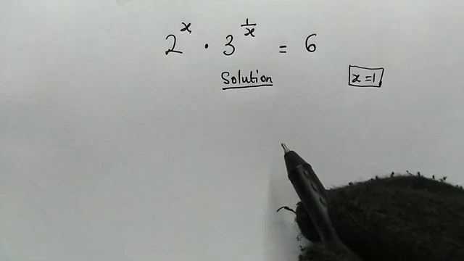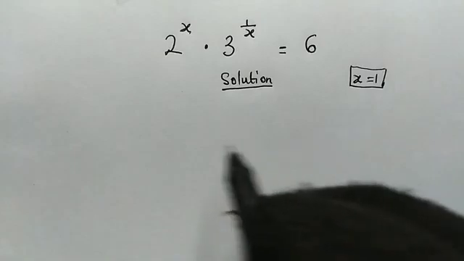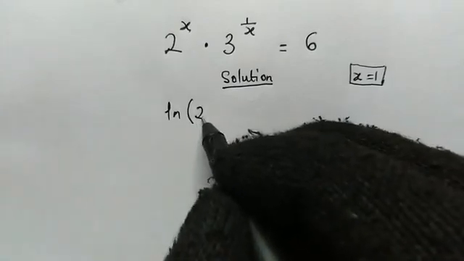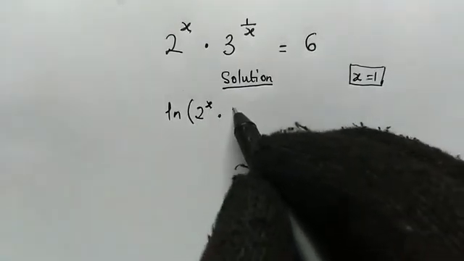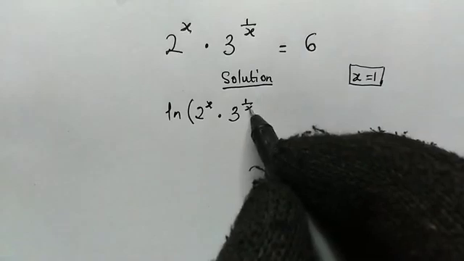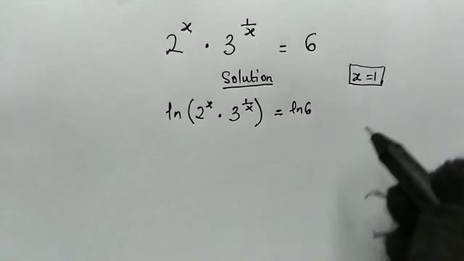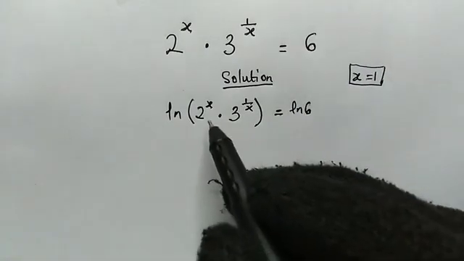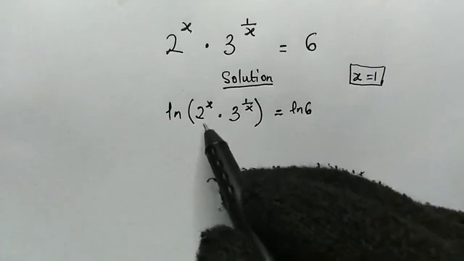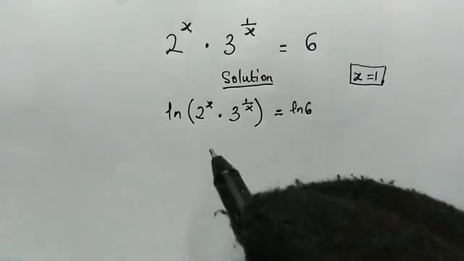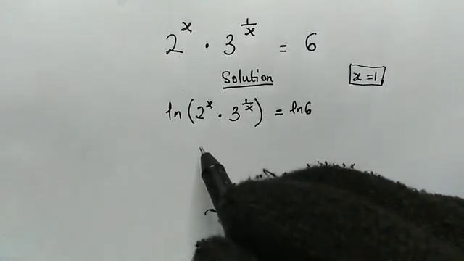Here we're going to natural log both sides of this equation. So here we have the natural log of 2 to the power of x multiplied by 3 to the power of 1 divided by x. Then this is equal to the natural log of 6. Now, remember here we have the product of 2 to the power of x and 3 to the power of 1 all over x. So let us recall one of the properties of logarithm.